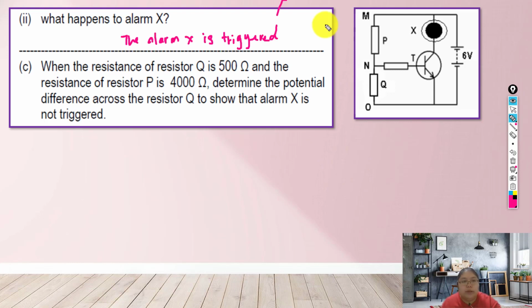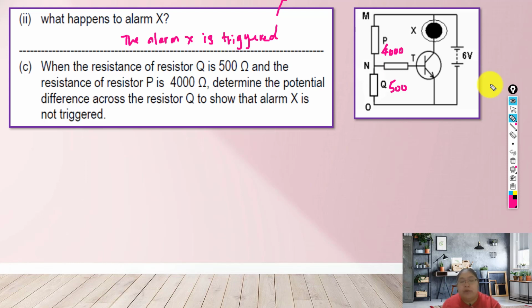Okay, then we go to C. When the resistance of resistor Q is 500, so from here they say Q is a 500, and the resistance of the resistor P is a 4000. Now the situation changes. You need to determine the potential difference across the resistor Q to show the alarm X is not triggered. So that means you need to show the answer for the Q must be less than 1 volt. If less than 1 volt, that means they cannot trigger.